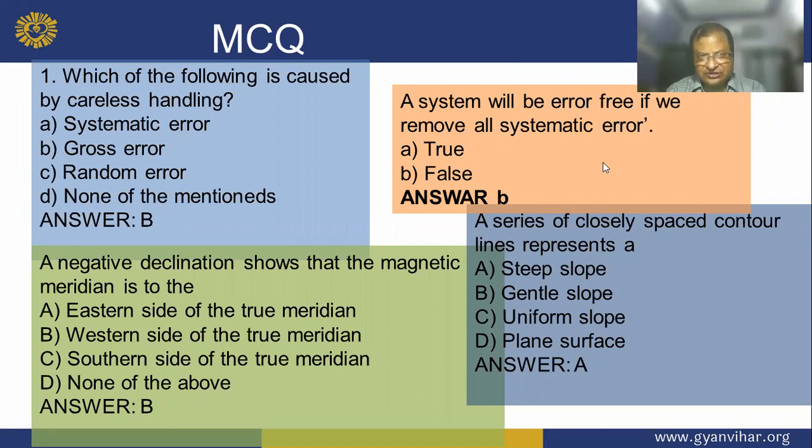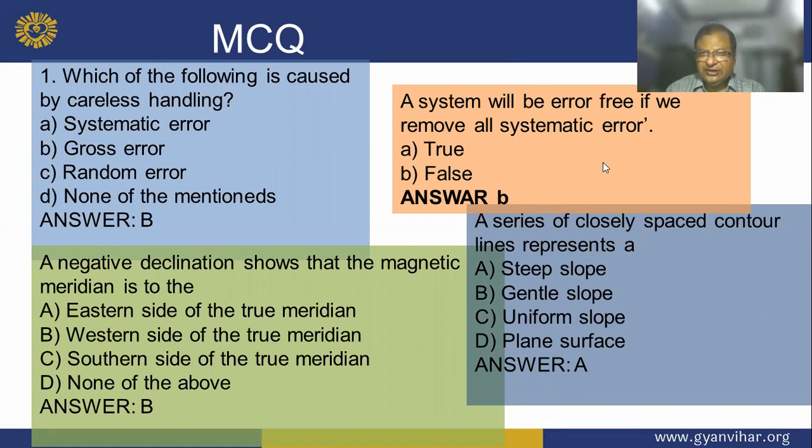In negative deflection, the magnetic meridian lies to the eastern side of the true meridian or the western side of the meridian. So what is the correct answer, my dear boys? The correct answer is B, western side of the true meridian.